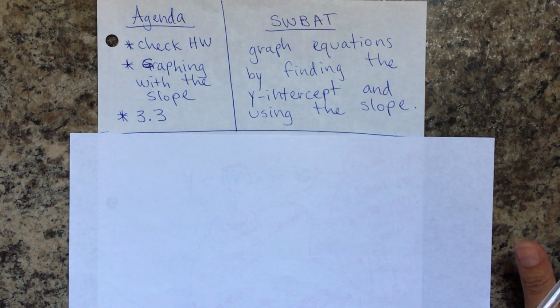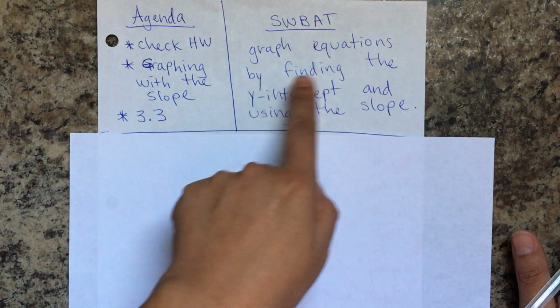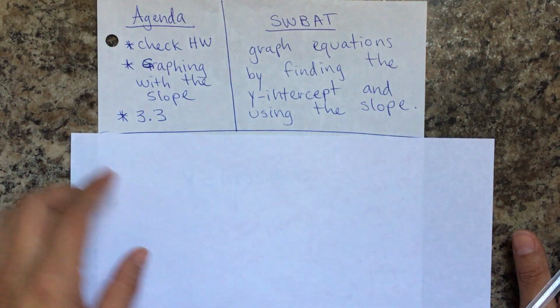Hello students, today's agenda is to check homework. We'll be graphing with the slope and you will do 3.3. Today students will be able to graph equations by finding the y-intercept and using the slope.